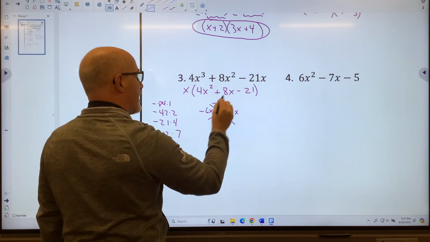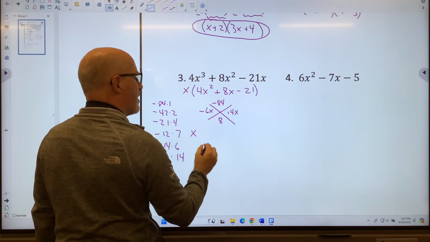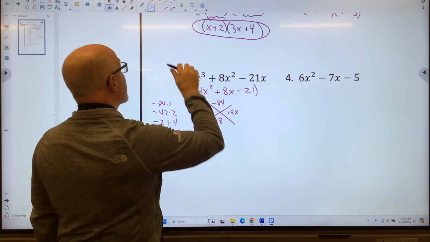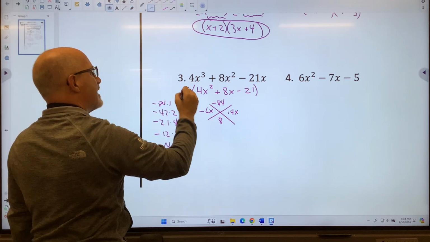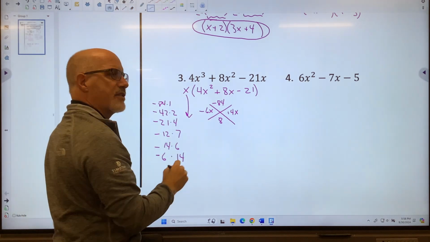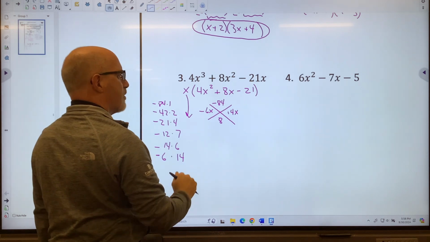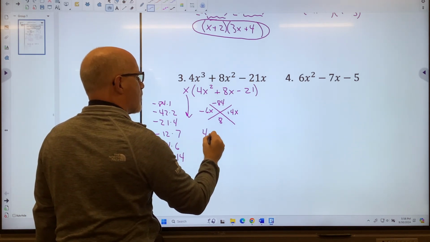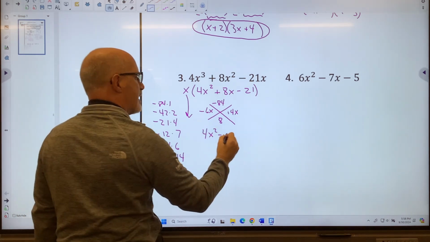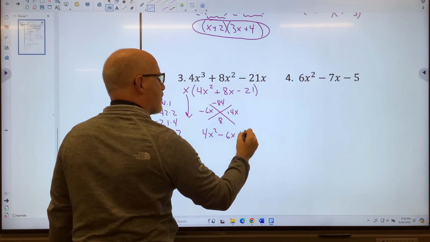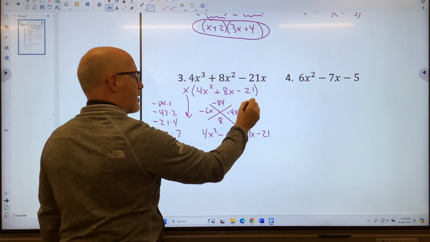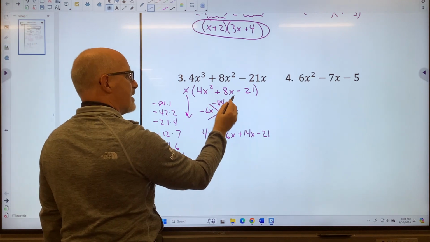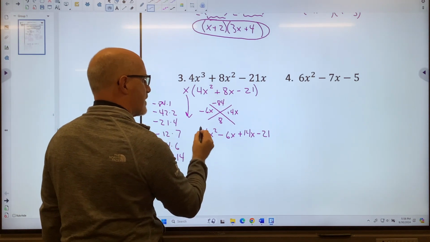Let's go ahead and rewrite this. I'm going to leave the x off at the end. Just remember that it needs to come down to the final answer. Let's just focus on this trinomial for right now. So 4x squared, I'm going to make it minus 6x plus 14x, and then minus 21. Okay, so I separated out this 8x into negative 6x and 14x.